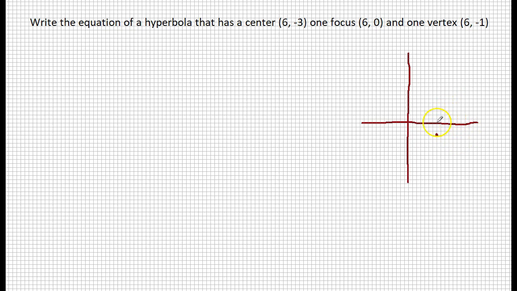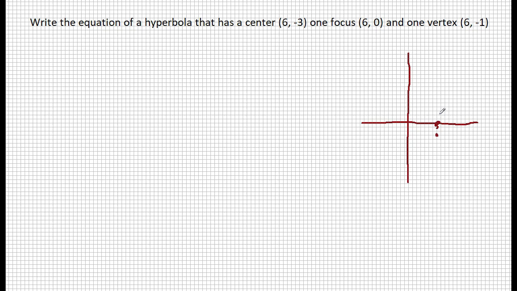Now I have one focus at 6, 0, so right here there's a focal point, and a vertex at 6, -1, which is right there. Now remember, you notice these line up vertically. I have center, vertex, focus. So that tells me this is going to open vertically, because all of those are on the transverse axis.